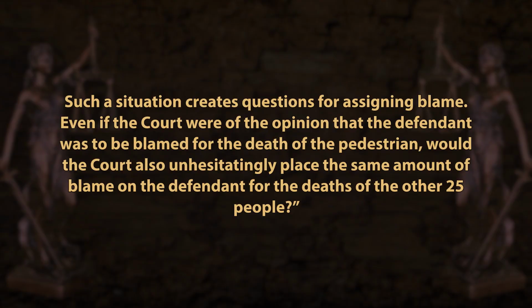Although one would tend to easily dismiss this example as too far-fetched, it is not difficult to see that similar cases resembling this particular domino effect can exist and that their existence can create questions of legal importance. In the above example, the defendant's tort of negligence can result in unintended consequences that were neither intended nor comprehended beforehand. Such a situation creates questions for assigning blame. Even if the court were of the opinion that the defendant was to be blamed for the death of the pedestrian, would the court also unhesitatingly place the same amount of blame on the defendant for the deaths of those other 25 people?